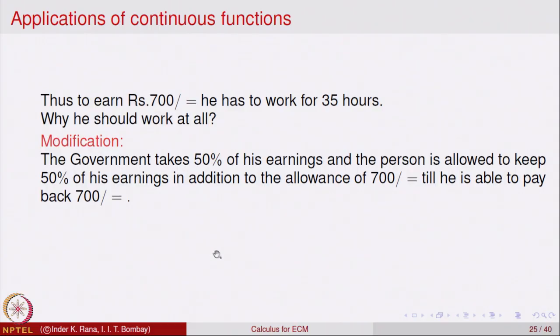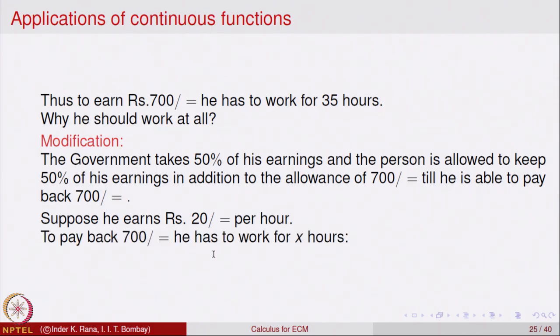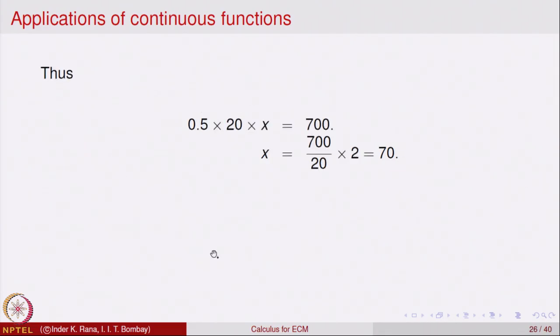So, let us plot this model again. Suppose he earns 20 rupees per hour, same model. Then what will happen? To pay back 700 rupees, how many hours does he have to work? He has to work for 70 hours, because he is allowed to keep only 50%, and the government has to get back the other 50%.